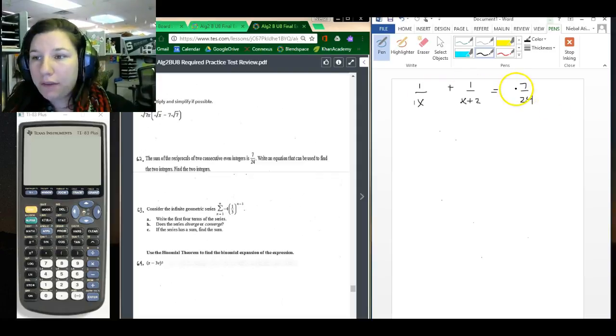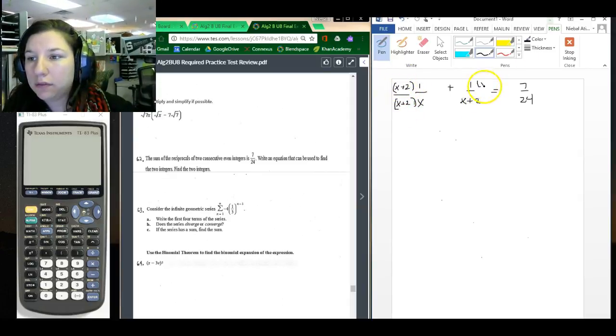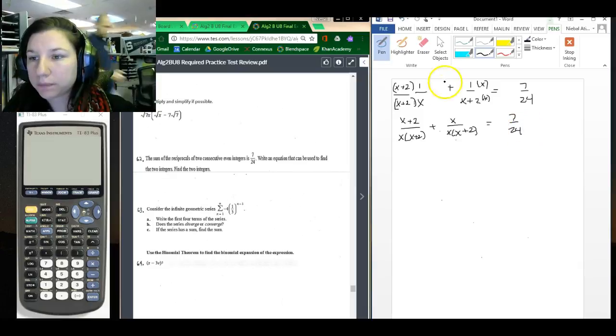Now we have adding fractions. We know when we add fractions, we need to have a common denominator. So this fraction needs an x plus 2 in the denominator. And if I do it in the denominator, I need to do it in the numerator because that's essentially 1. And then here I need an x, numerator and denominator. So if we multiply those, you get x plus 2 over x times x plus 2, plus x over x times x plus 2, equals 7 over 24.